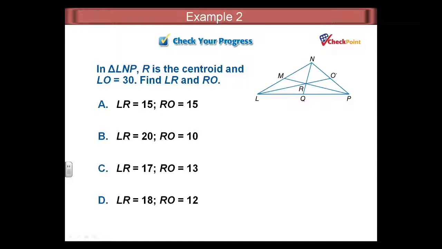Here's an example for you to try. The correct answer is B. So if I look at this, I know that LR is what I am looking for. That's the bigger segment. And I know that that is equal to 2/3 of the whole thing, which in this case is 30. I divide 30 by 3 and I get 10, and then I multiply it by 2, and I get that LR is equal to 20. And if I remember correctly, this is 20, and this segment is just half of this segment, and therefore that's going to be 10, which is why B is my correct answer.